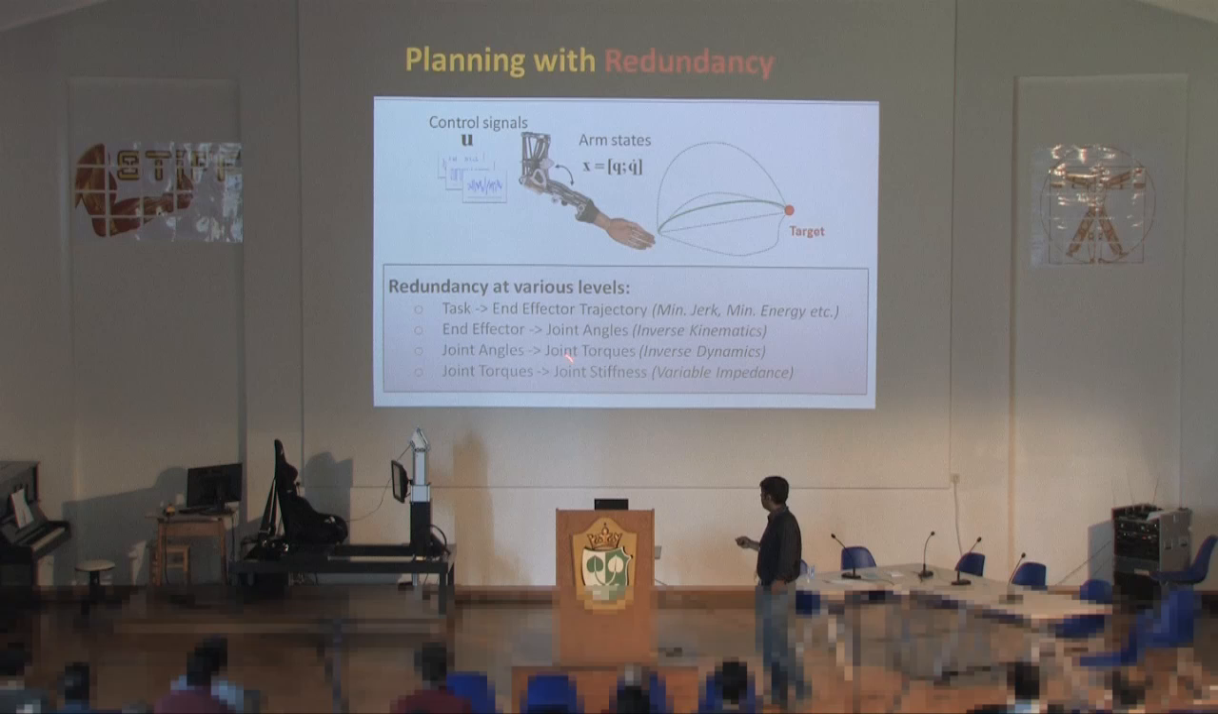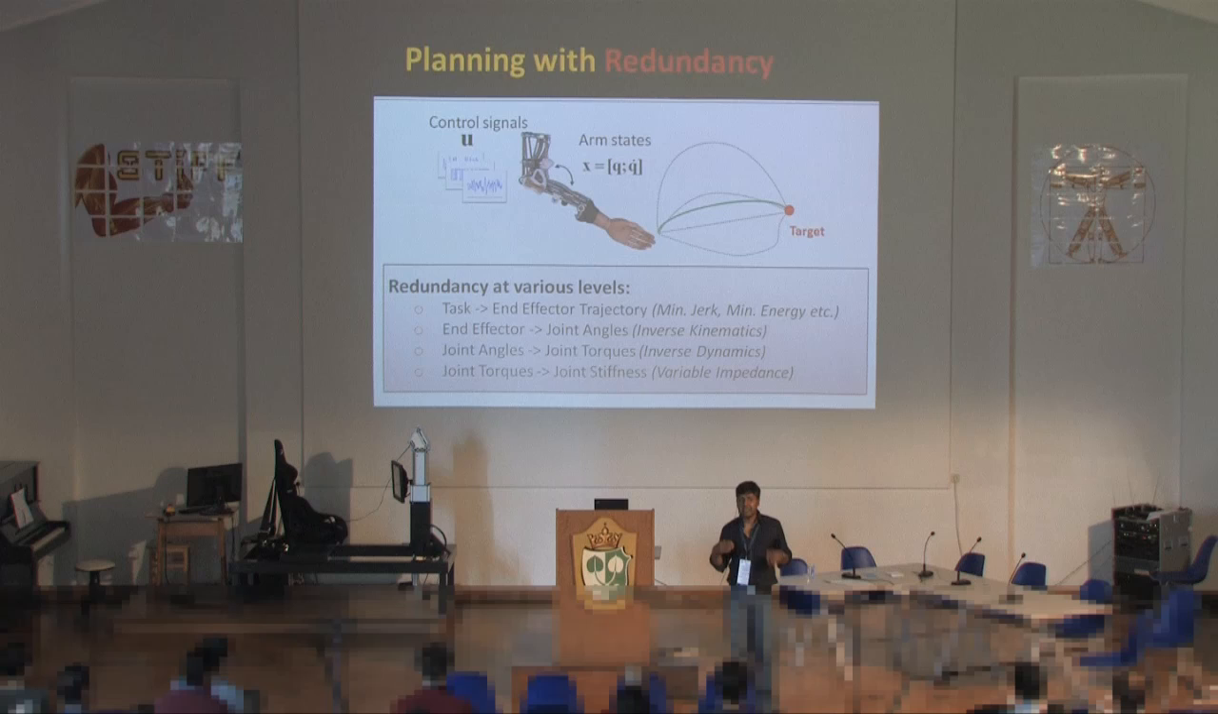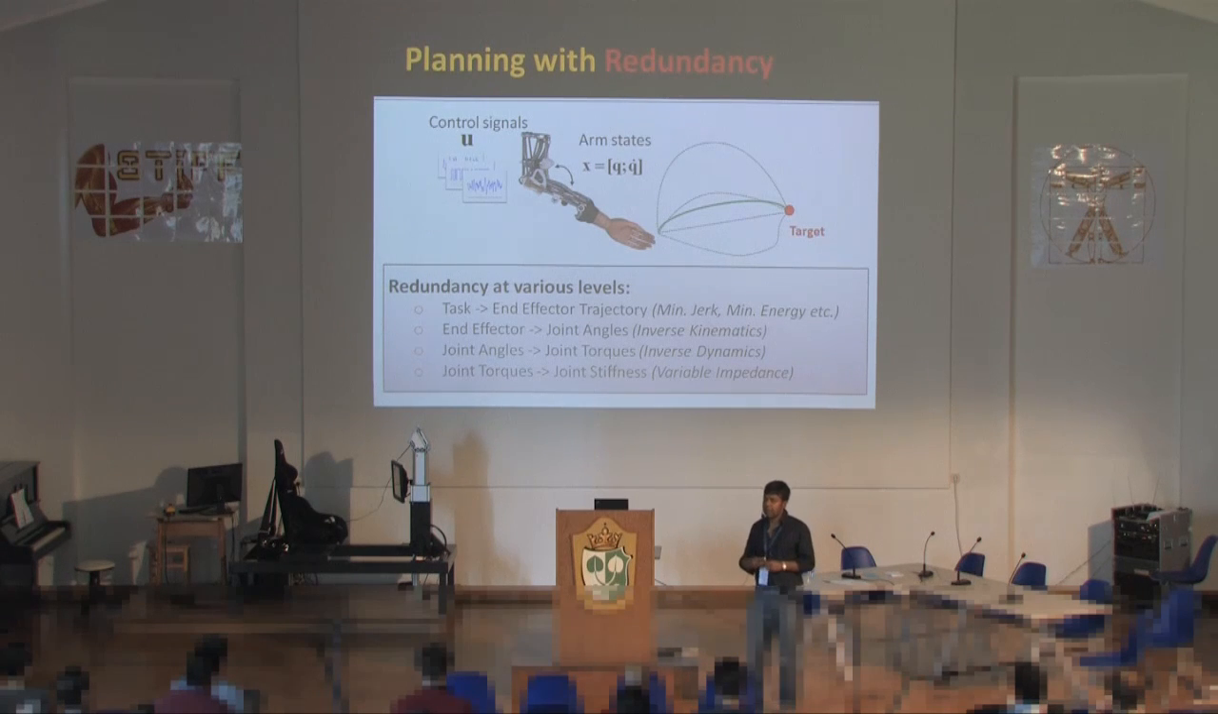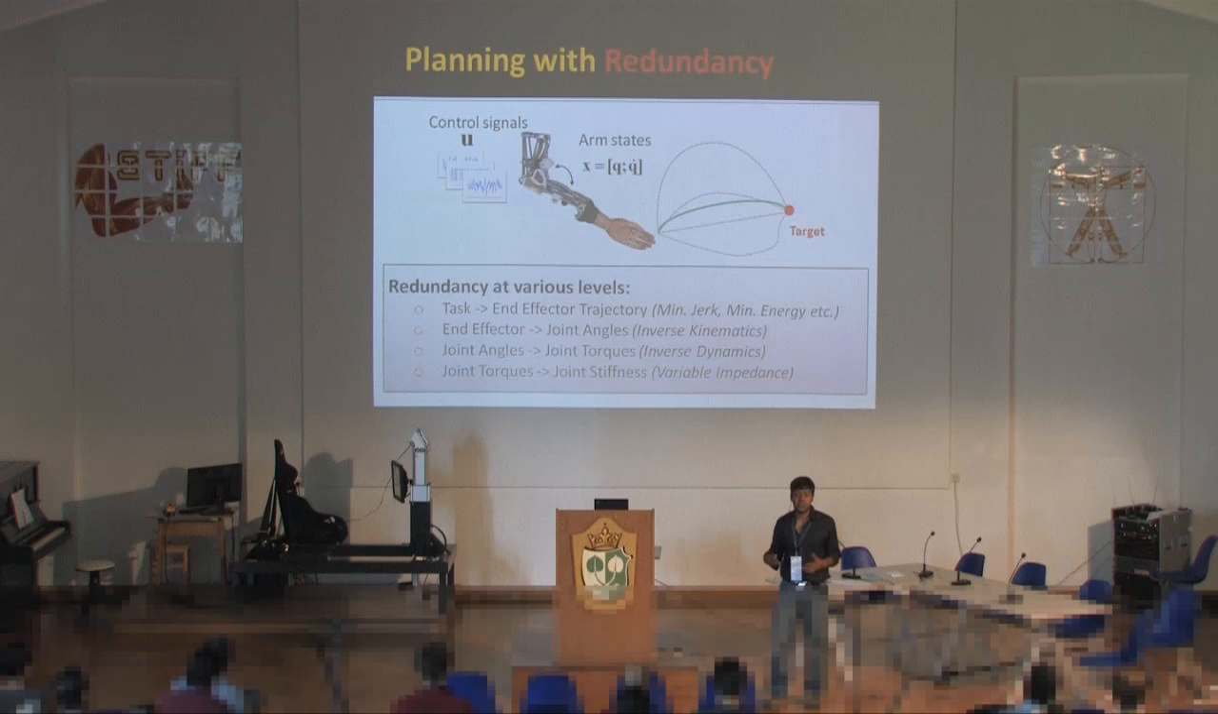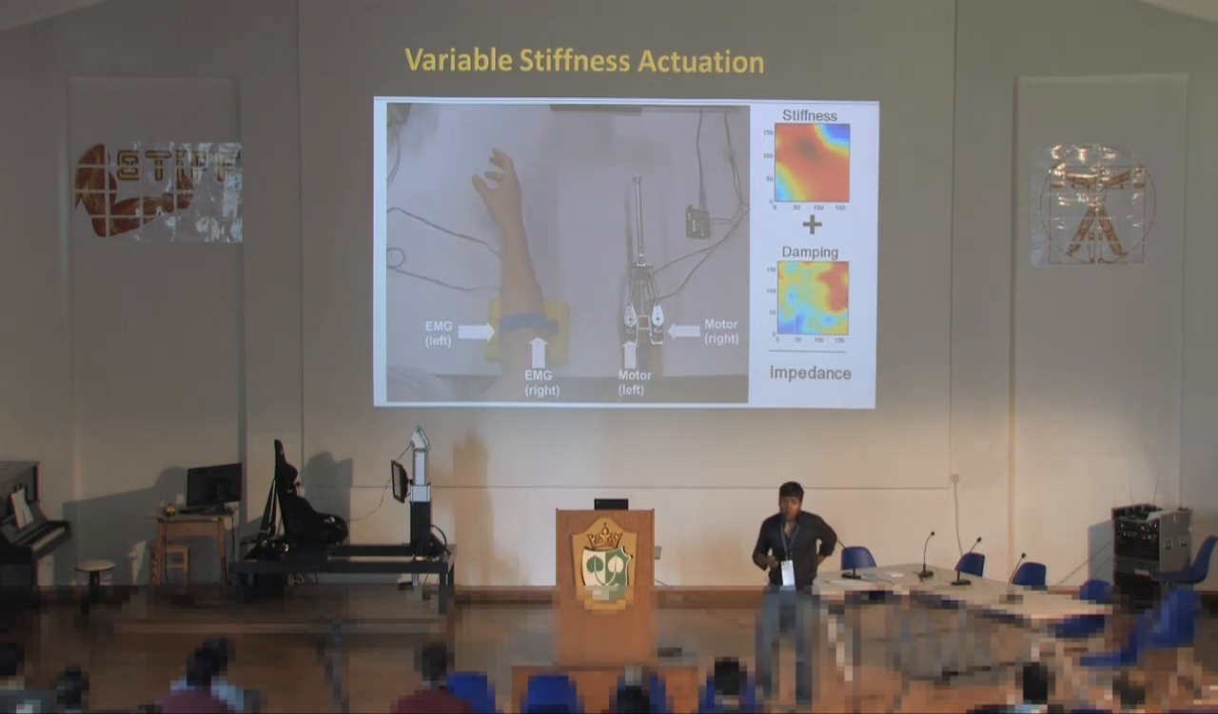And more interestingly, in the context of this summer school, redundancy is the level of joint torques to joint stiffness or variable impedance. So in some sense, I'm treating the problem of variable impedance at the same level of saying I'm going to deal with resolving redundancies in a smart, efficient, reasonable way. Okay, so what do I mean by redundancy at the level of variable impedance?